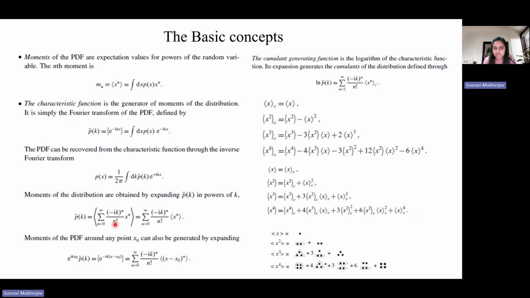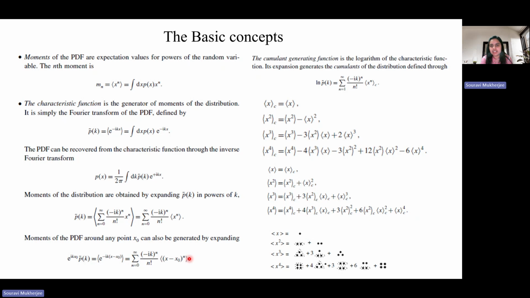So that means once you have the expression for the characteristic function, you can compare the coefficients of k to the power n. Once you have p of k, if you compare the coefficients of k to the power n, you would be able to generate the moments, which is given by this, right? x to the power n. So moments of the PDF can be found like this. Now, if it is about some other non-zero value, then this will just be changed accordingly, right? So you would have an x minus x0 to the power n term.